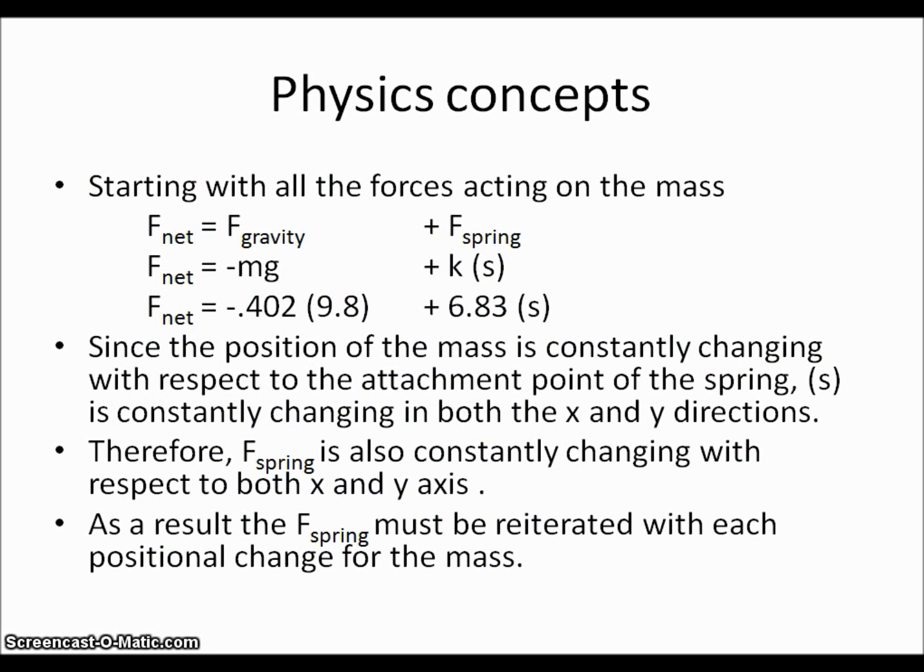So, important physics concepts that we need to analyze this motion, we need to first start with the forces acting on the mass. And as I showed you in the previous slide, the net forces acting on the mass include the force of gravity and the force of the spring where it attaches to the mass. Since the position of the mass is constantly changing with respect to where the spring is attached, that makes the quantity S constantly change. So with each iteration, we have to recalculate the position, giving us the length of the spring, and then using that to calculate the force of the spring on the mass.